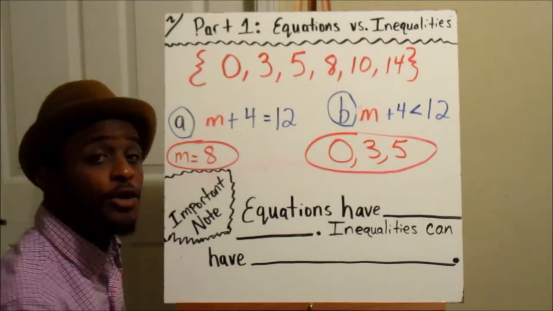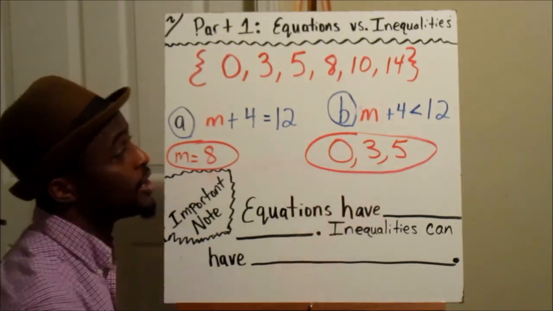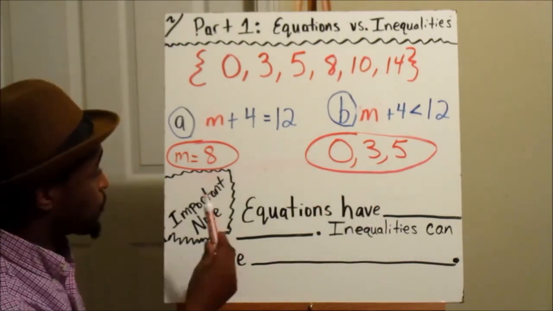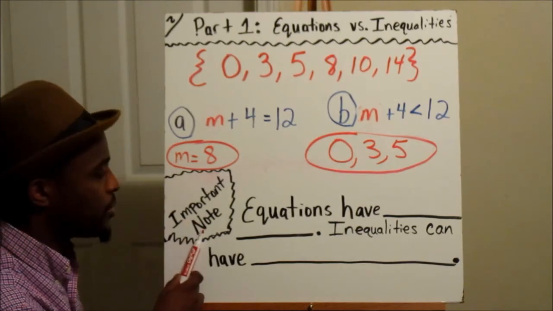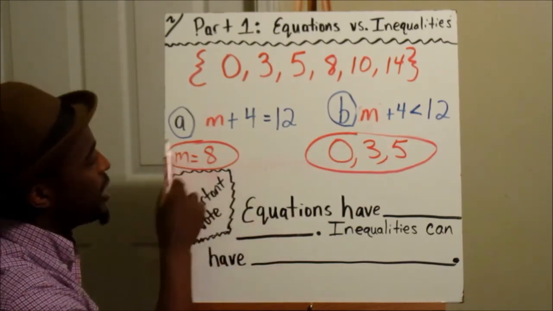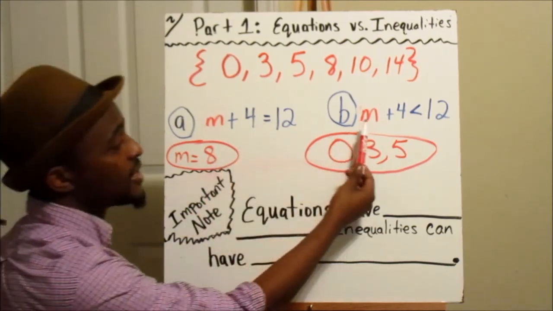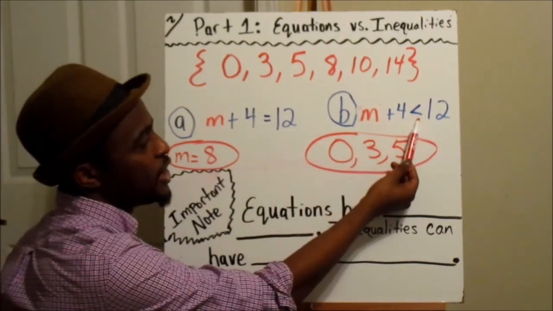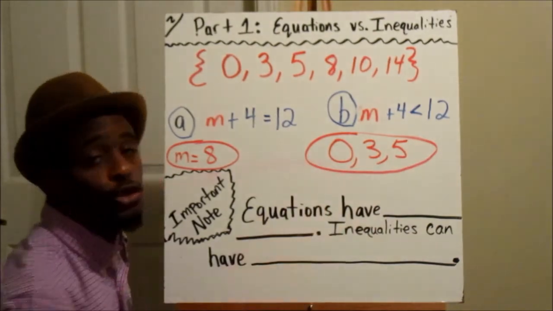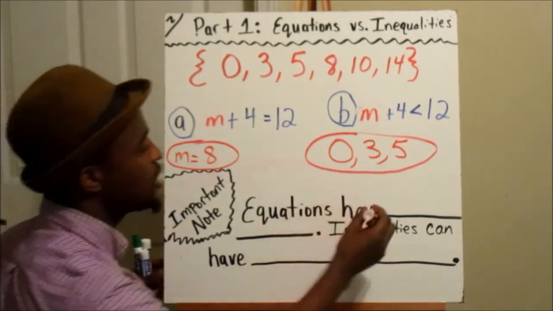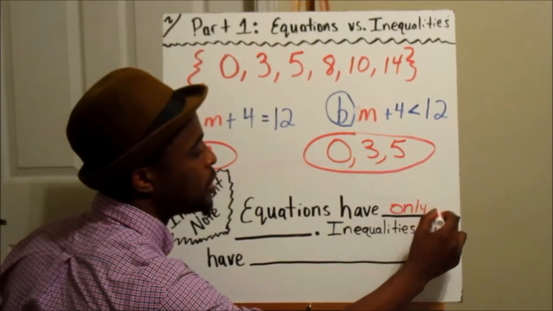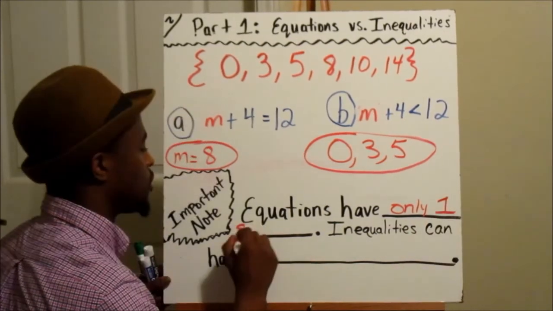Alright? And on the next board, I'm going to show you how you can get the solutions to the inequalities in a quicker way. But let's go ahead and fill in our important note. One thing that we can see is that for an equation, I only have one solution that would have worked. That was 8. And for the same expression, m plus 4, if it's an inequality, I had several solutions that will work. So I would say equations have only one solution.